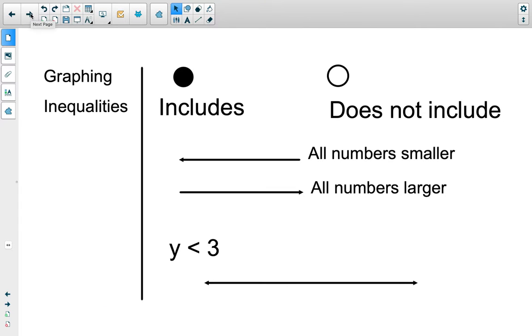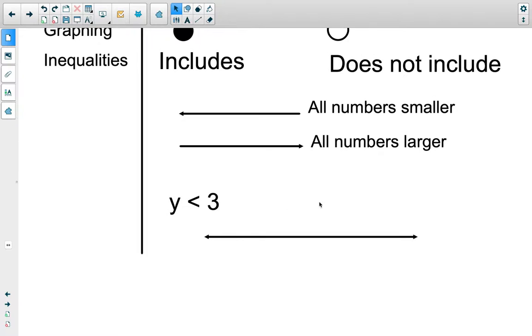So let's look at graphing inequalities. When we graph them, there are two important things to note. If the circle at the number is colored in, that means our inequality includes that number. If it's an open circle, it does not include that number. When the arrow points to the left, we are referring to all numbers smaller than the starting point. And if it points to the right, we're talking about all numbers larger than that number.